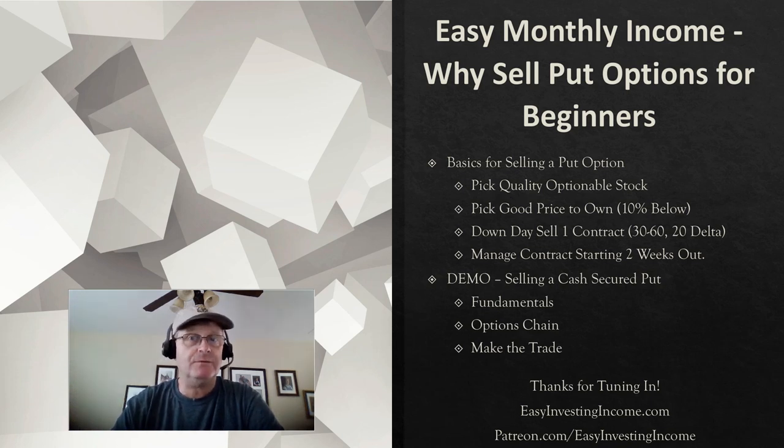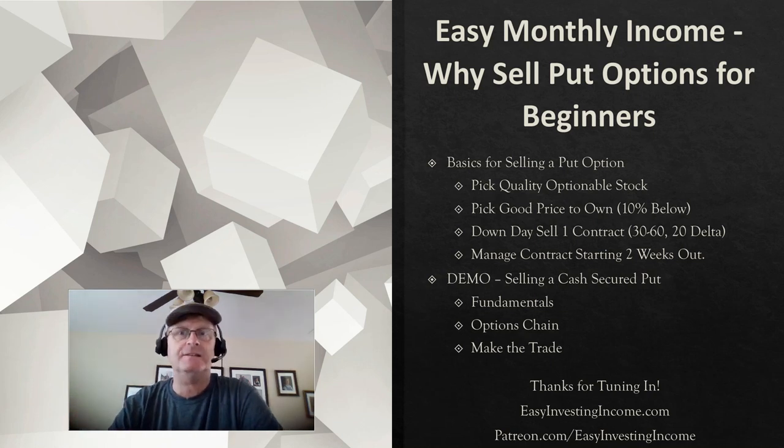And then I also look at what's called the 20 delta. It's what's called a Greek, and a 20 delta is like the probability that it's going to expire outside the money. So a 20 delta is like an 80% probability it's going to expire outside the money, and it'll just go away. I don't really need to do anything with it.